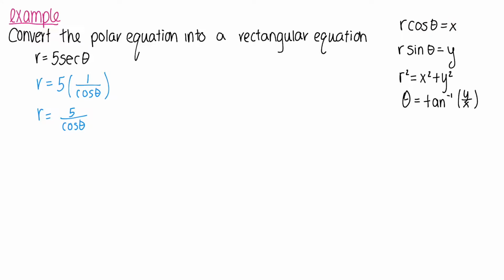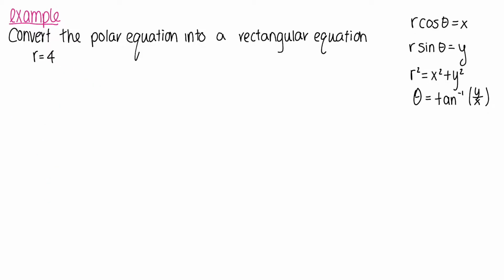I'm going to multiply both sides by cosine theta. I now have r cosine theta on the left side. These cosines cancel, equal to 5. This right here is x. So we have x is equal to 5. And that is it, all our r's and thetas are gone. And so this is a rectangular equation.